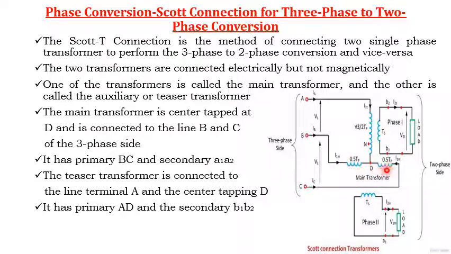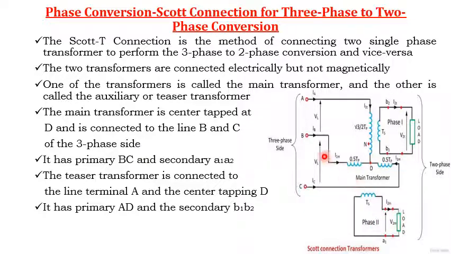The winding is equally divided, so each half of the winding has half of the total turns. That is represented as half of TP, where TP is the primary winding turns, because the winding is equally halved. So this is the secondary of the main transformer. The secondary of the main transformer is connected to the load.